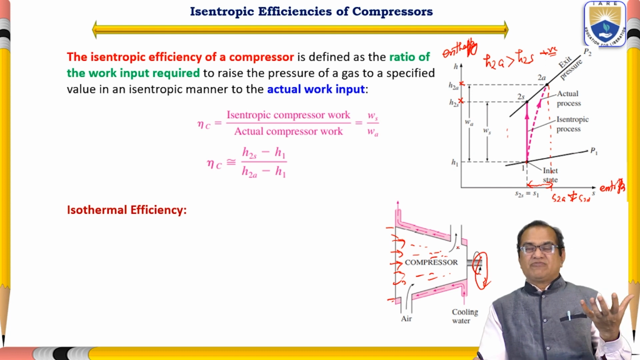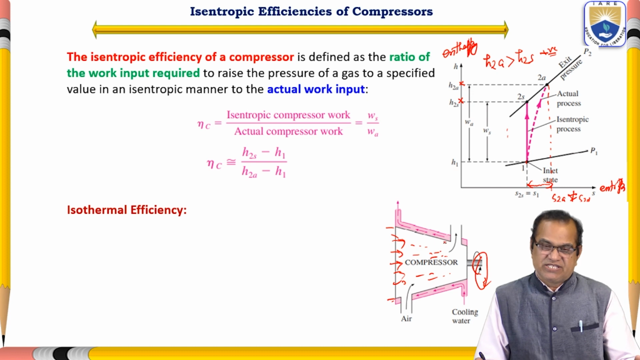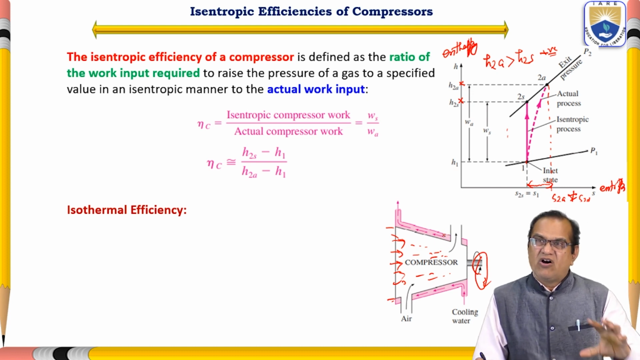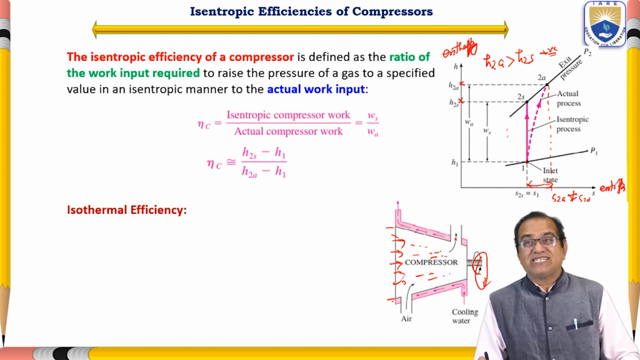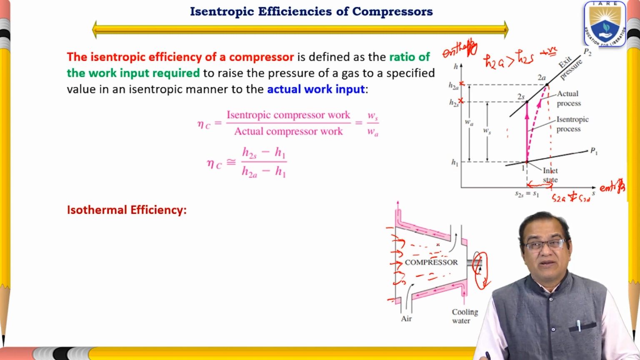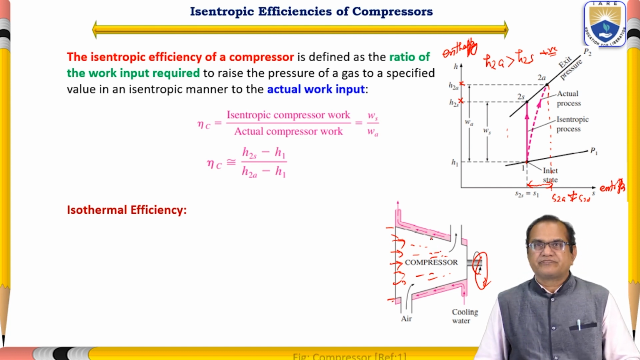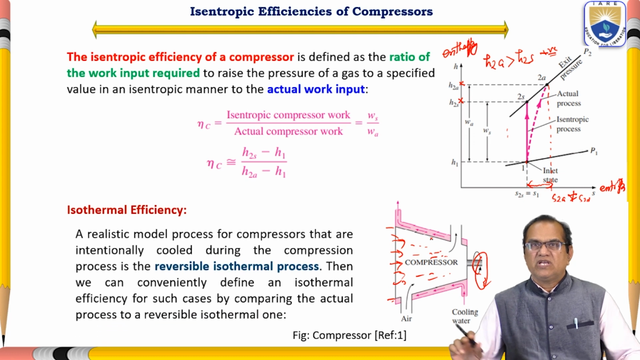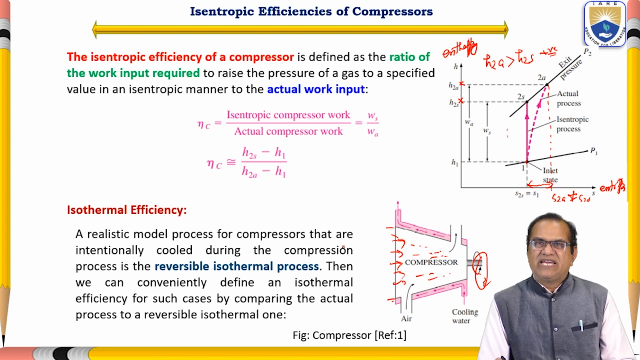In my previous classes for heat transfer, it is done by the radiator or some cooling devices. Those cooling devices are used to maintain the constant temperature. Otherwise, temperature will not be maintained constant. So, a realistic model process for compressors that are intentionally cooled during the compression process is the reversible isothermal process.